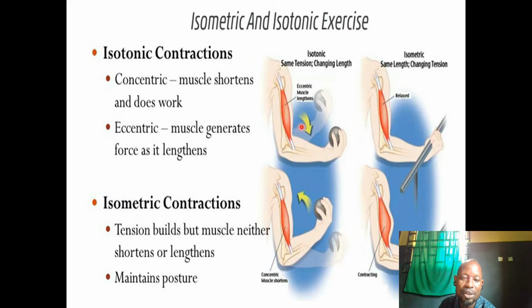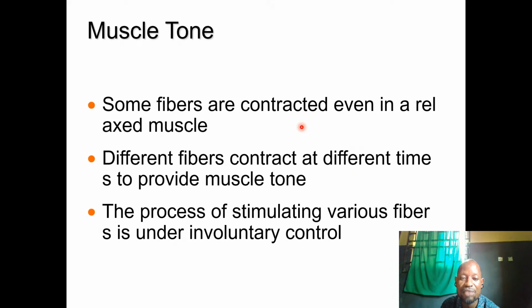Sorry, I was talking about the isotonic. Just correct that. The isotonic was concentric and eccentric. In the concentric, the muscle shortens and work is done. While in the eccentric, the muscle generates force as it lengthens. But the isometric contraction is building up tension. In that case, the length and geometry of the muscle will not be changed, even despite the contraction. So the sole aim of that contraction is to maintain muscle posture. Please, it's just a slip of tongue. I believe you've taken that correction.